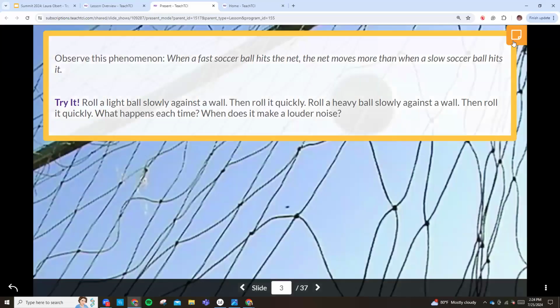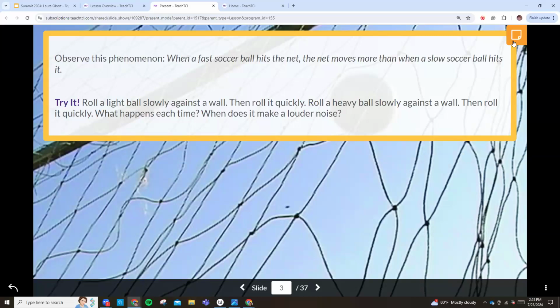Not only do we want to access students' experiences within the phenomena, but we're looking at the phenomena here, and it is that a fast soccer ball hits the net and moves it more than a slow soccer ball hits the net. We're connecting that back into how can we get that biggest splash with the cannonball? If we take a running jump, is that going to get us more water spraying than if we just do it standing still from the side of the pool? If we change our body composition a little bit, is that going to change it? Again, connecting back into that prior knowledge and our past experiences.